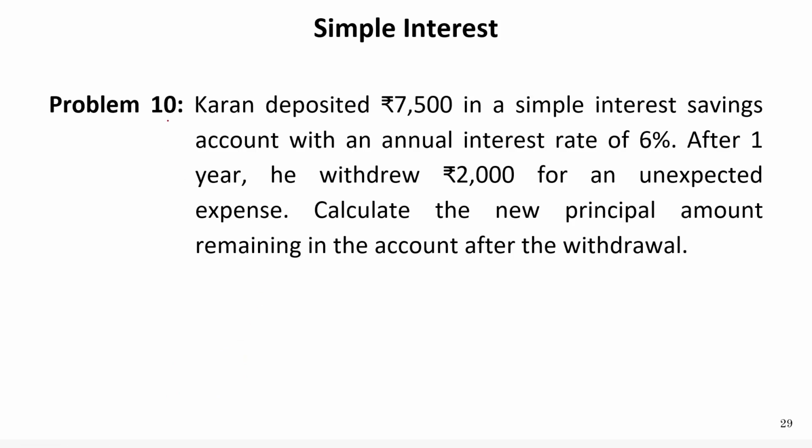So let's see problem number 10. He deposited 7500 in a simple interest savings account with an annual interest rate of 6%. After 1 year, he withdrew 2000 for an unexpected expense. So calculate the new principal amount remaining in the account after the withdrawal.